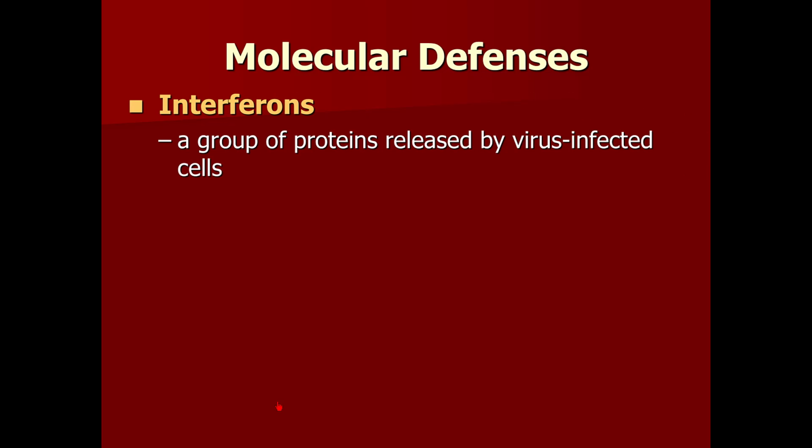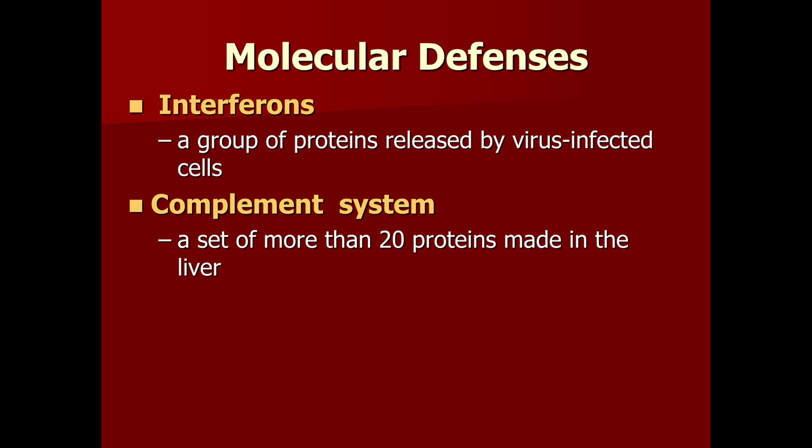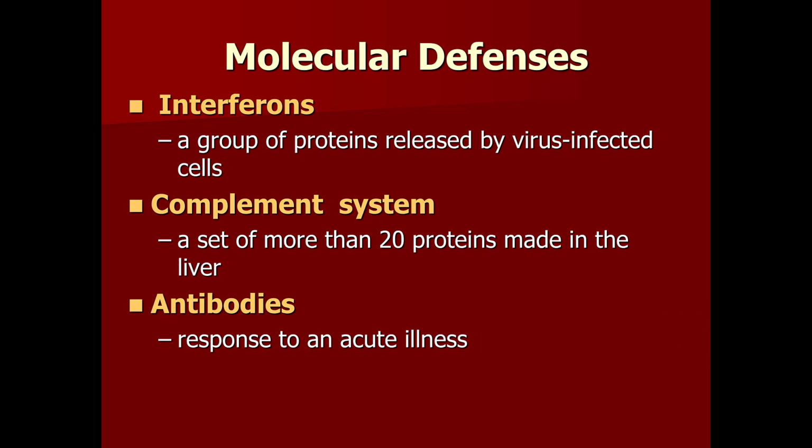All right, molecular defenses. Interferons are released by virus-infected cells, and they help prevent neighboring cells from getting infected by viruses. The complement system is a whole huge cascade of more than 20 proteins. It's a general system, and we'll talk about it here in a minute. And these proteins are made in the liver. And then there are antibodies.